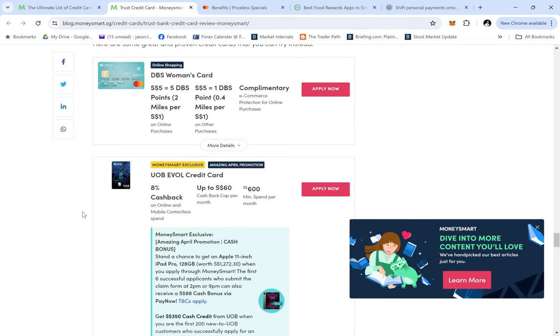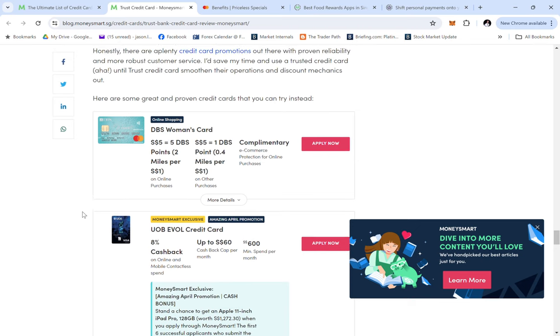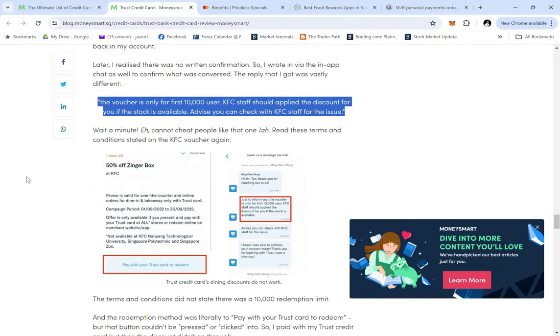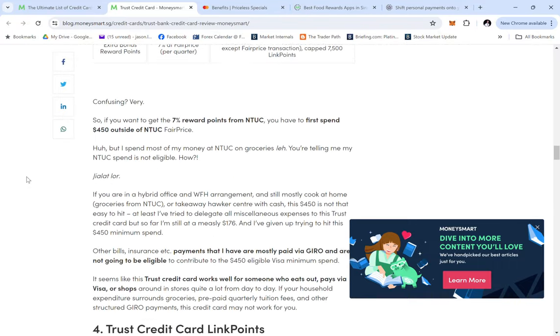But whether to have this card or not, if you are going to be spending on other expenses on top of this 7%, it might not be worth it, because those expenses could have earned more rebates elsewhere. So personally speaking, would I use this credit card? Maybe not.